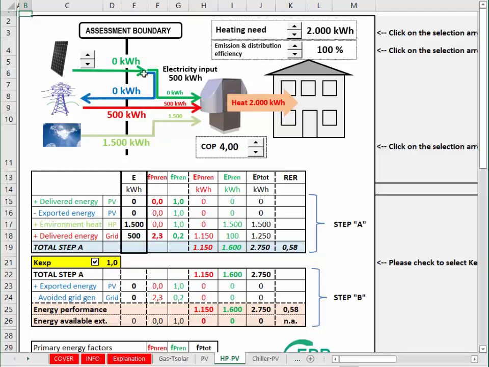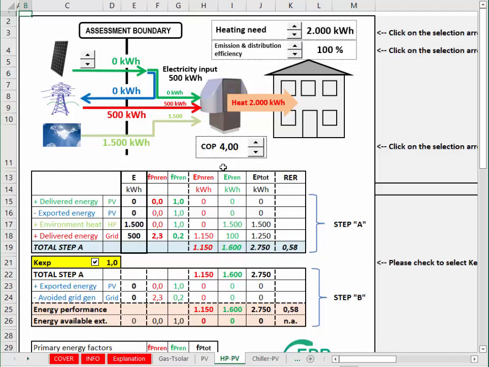The next sheet is about a heat pump which can be powered either by the grid or by an on-site PV panel. The diagram allows to play a little bit more with energy flows. You start from a heating need and you might apply an emission and distribution efficiency that will change the heat required to the heat pump. Let's assume 100% to simplify the numbers.